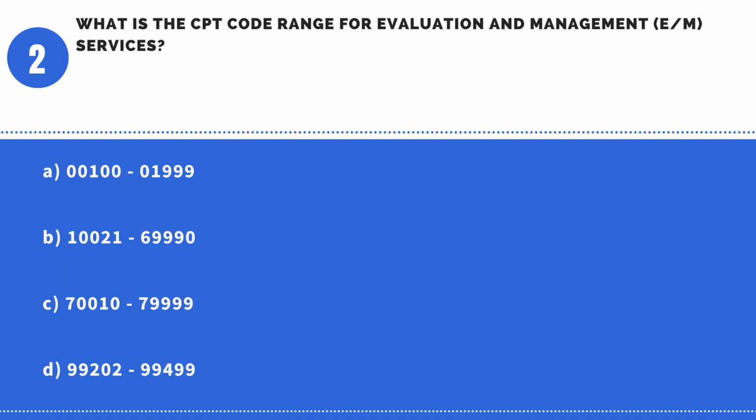Question 2. What is the CPT code range for evaluation and management, E/M, services? A. 00100 to 01999. B. 10,021 to 69,990. C. 70,010 to 79,999. D. 99,202 to 99,499.